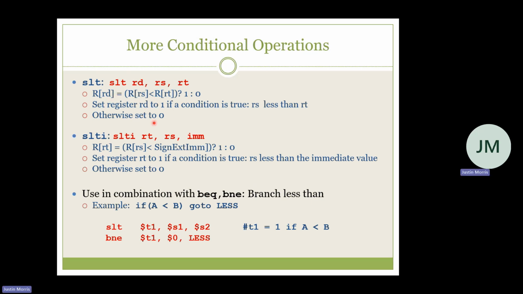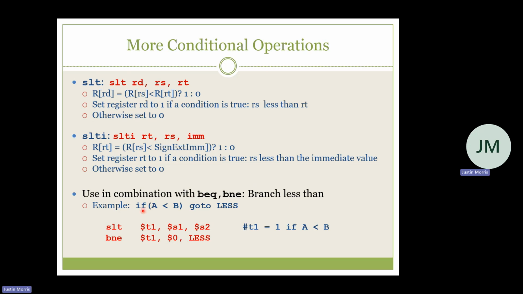So now we're going to see the examples where we use set on less than. This is useful when you want to do something like branch if a register is less than a register, or if you want to check if something is less than an immediate. The set on less than will set the destination register to 1 if RS is less than RT, or if RS is less than an immediate value.